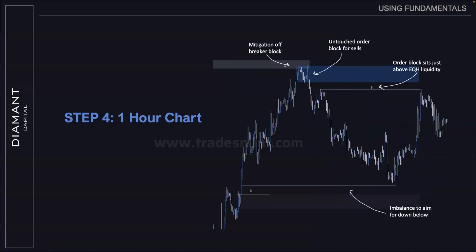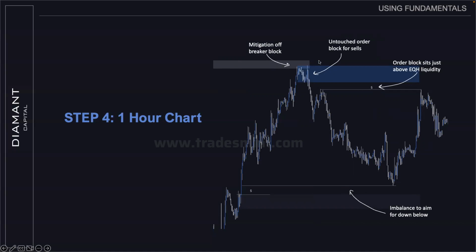Then, in terms of step 4, the 1 hour chart. Now we're zooming in a bit more. You can pretty much see the same type of thing. Equal high liquidity that I'm expecting to be taken. Mitigation of that breaker block first, and then this will be that untouched order block for sells. So there are two things. We have that equal high just below it, so that it will act as an inducement trade. Second point as well, this is a second mitigation area. So it's already touched before. Now we're looking for it to touch again. You see what I mean?